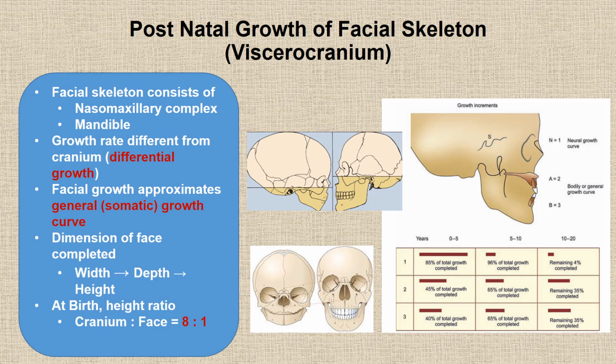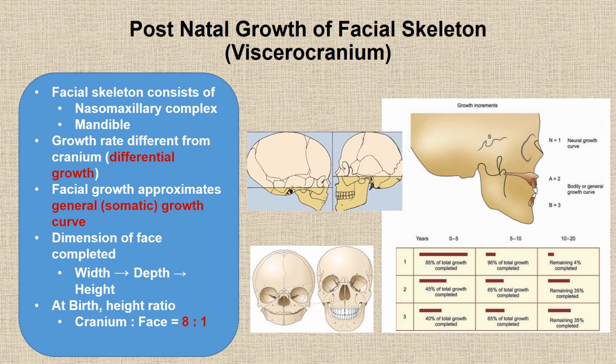Let's have a look at the postnatal growth of the facial skeleton, or the so-called viscerocranium. Now, the facial skeleton consists of the nasomaxillary complex and the mandible. Now, the growth rate is different from the cranium. This is known as differential growth. Now, the facial growth approximates the general somatic growth curve.